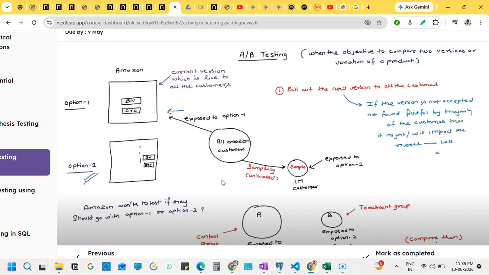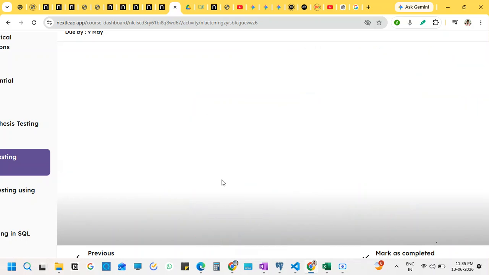So I hope this is clear to all of you. We have understood what A/B testing is. We have understood what the control group is, what the treatment group is. Now let's understand the metric. I need to compare something, right? So for example, this is my complete customer base. Now what we have done is created one control group, which is exposed to the older or existing version, and one treatment group.